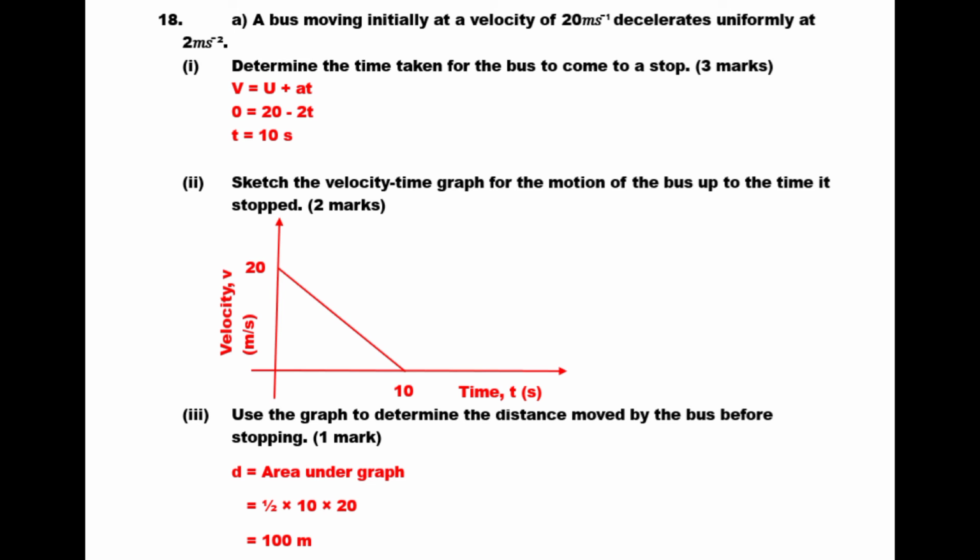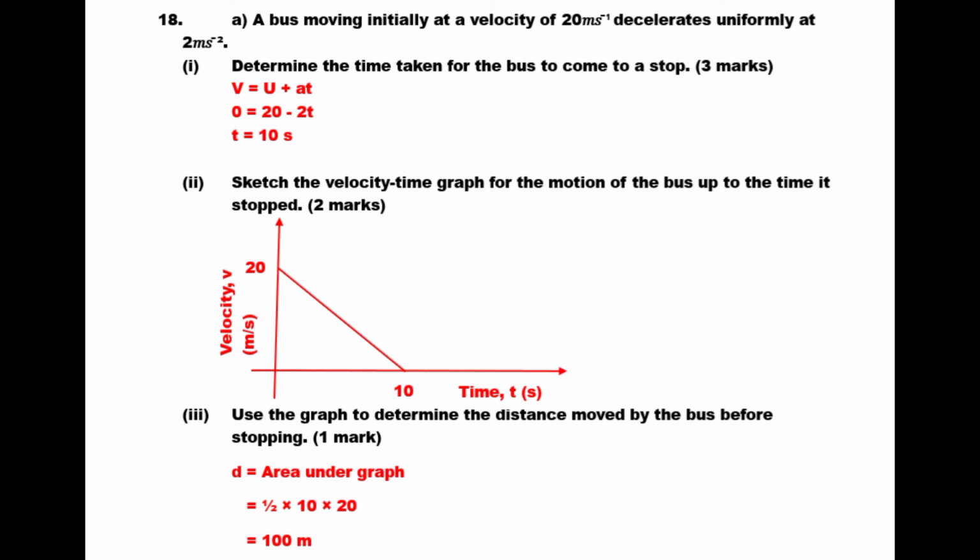But in that case now it is going down. It is going down, meaning it has a negative gradient, meaning acceleration is negative. In other words, velocity is dropping with time up to 0. Roman 3, use the graph to determine the distance moved by the bus before stopping.